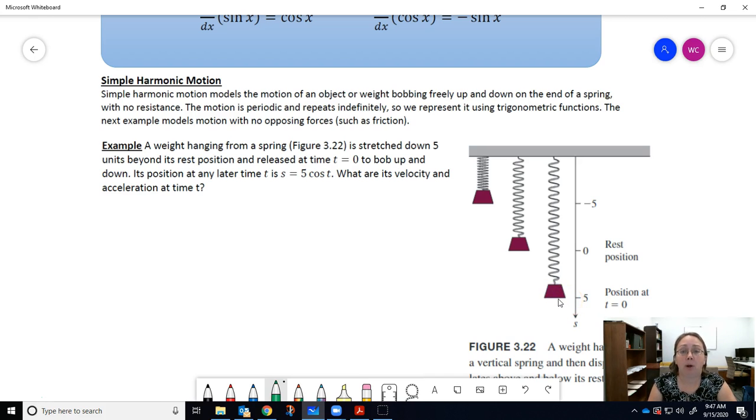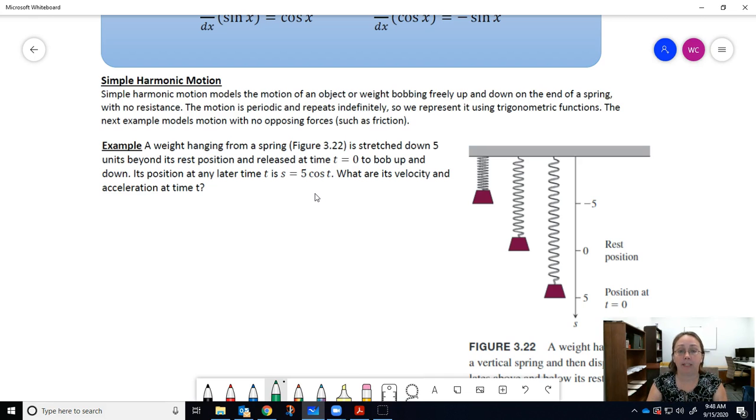Now they release it to bob up and down. So it goes up and down and up and down. This isn't 3 springs. This is the 3 positions of the 1 spring. Its position at any later time, t, is this position. So s is still representing our position function, which is good. And it's 5 times cosine of t. So they're using the cosine function to represent where this weight is over time.